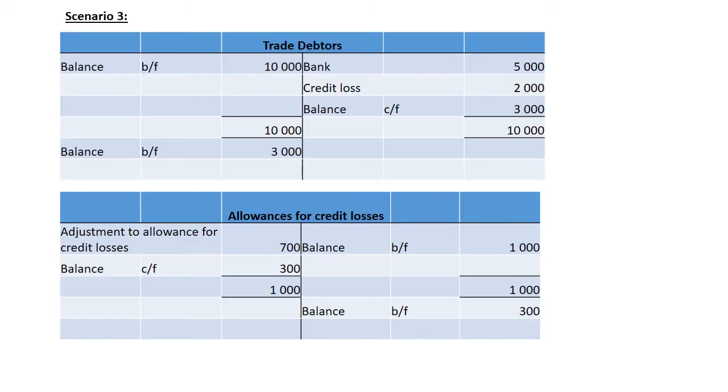This again will look very similar in the general ledger. However, we would have recorded now a greater credit loss of 2,000 Rand, which will result in the carrying amount of 3,000 Rand. As we said again, the allowance for credit losses is calculated at 10% of the balance of trade debtors. As you can see, this will result in a 1,000 balance brought forward for the allowance for credit losses based on the 10,000 Rand originally owing to us by the trade debtor. Then again, at the end of the year, our closing balance will be calculated at 300 Rand, which is 3,000 Rand times the 10%. This will result in an adjustment of credit losses of 700 Rand.